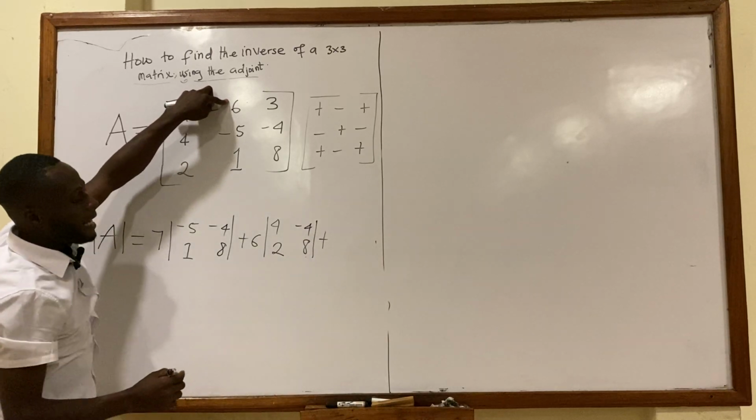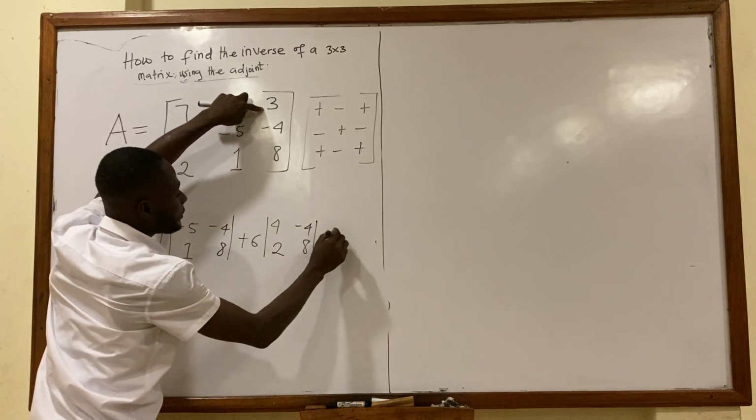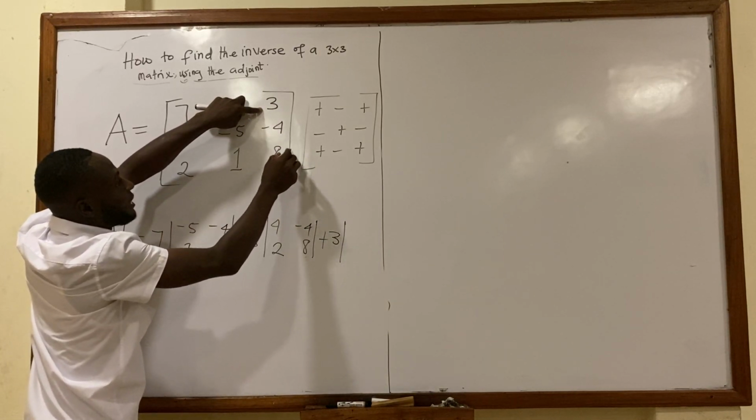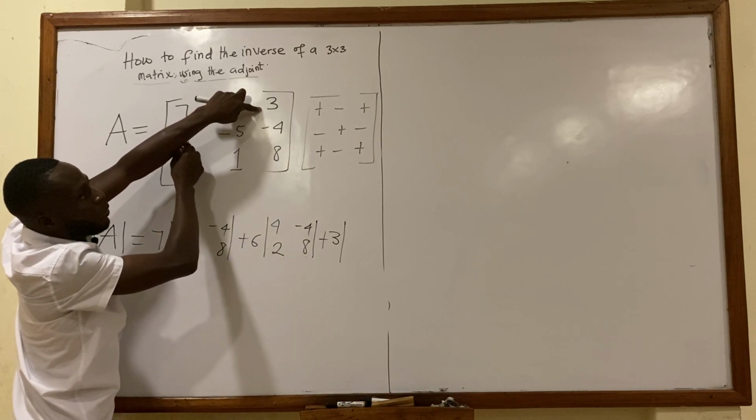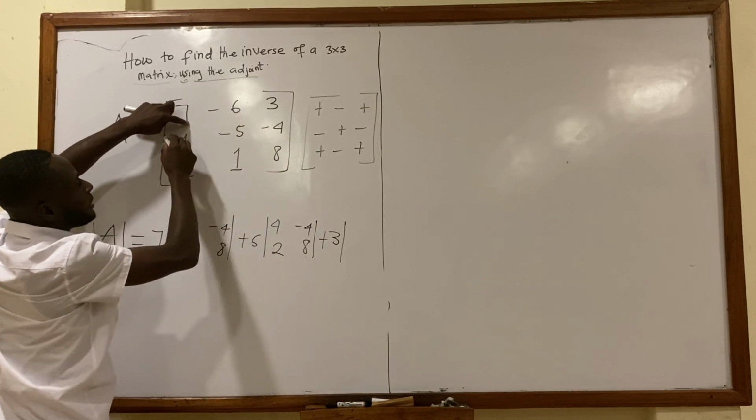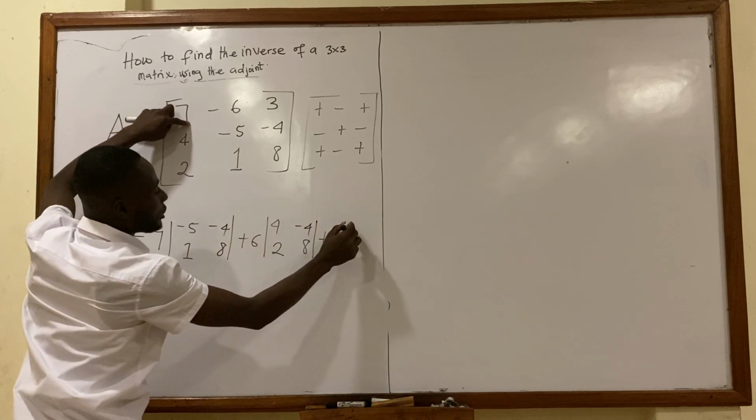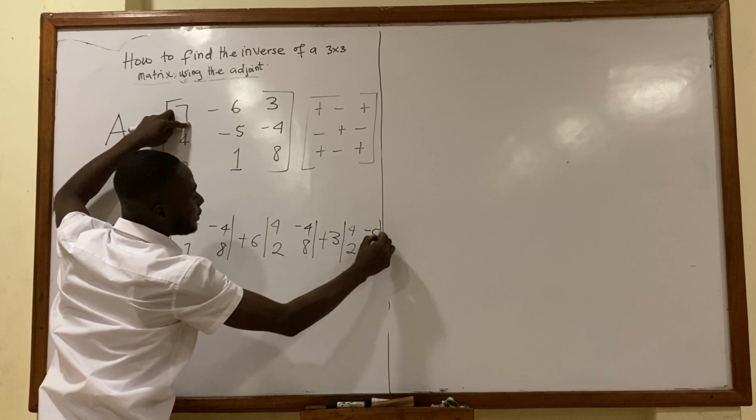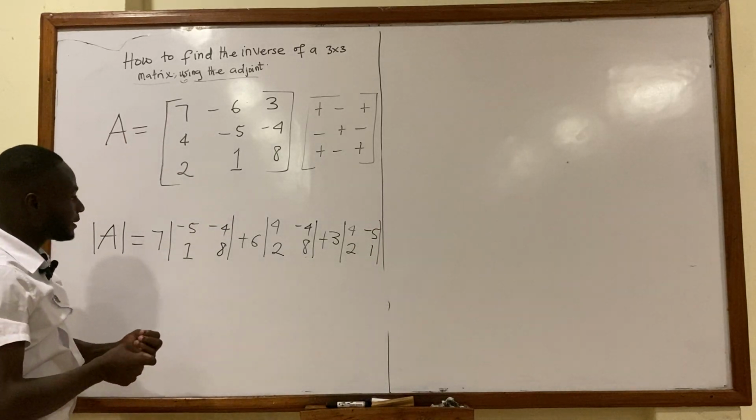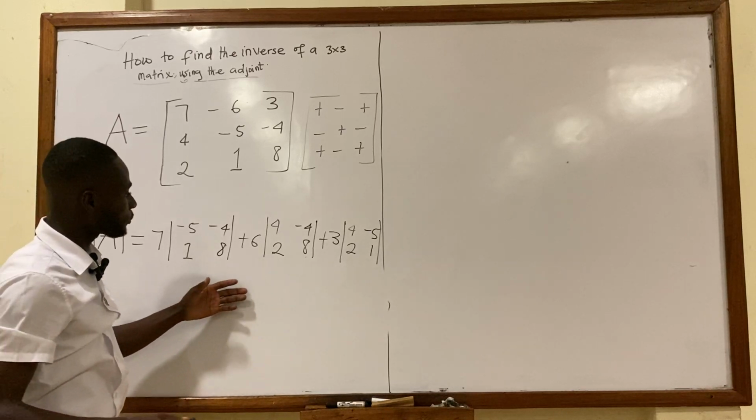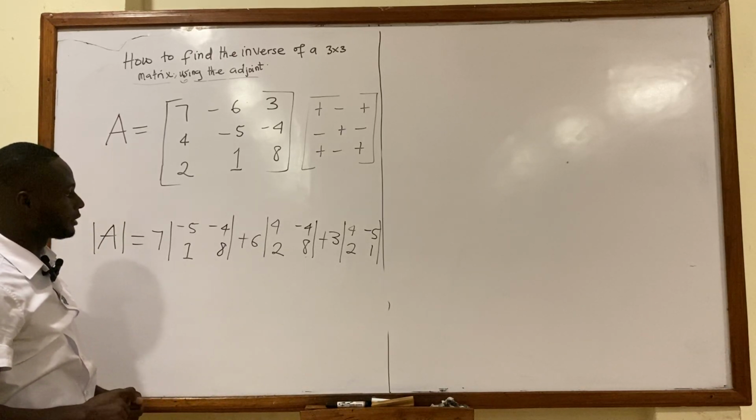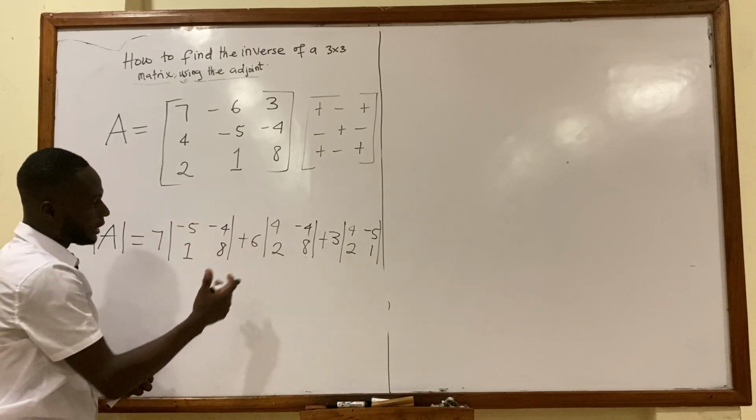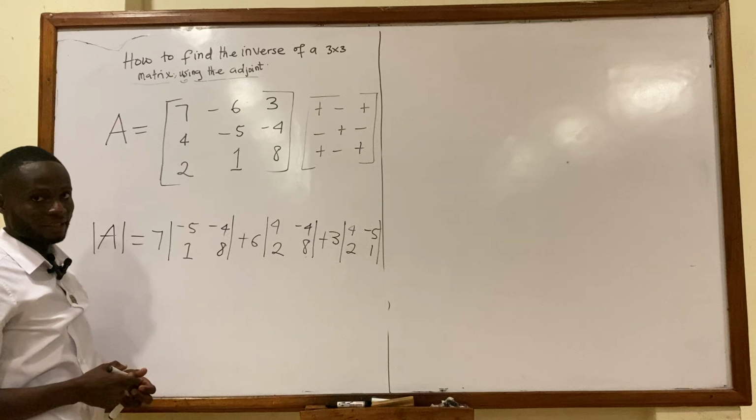Plus the last element, which is the 3. The last element 3, we cover whatever is under it, and then we cover the whole of the row. So we have these elements left, which is 4, 5, 2, and 1. So now this is the 2 by 2 matrix obtained. So now we are coming to perform the operations on this matrix and then find the determinant of it.